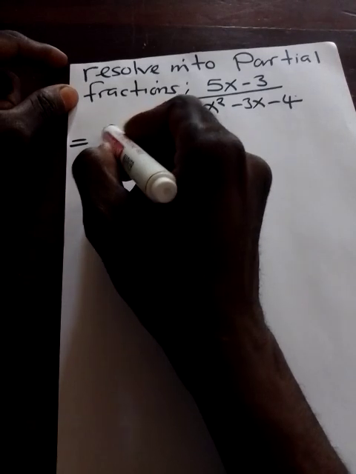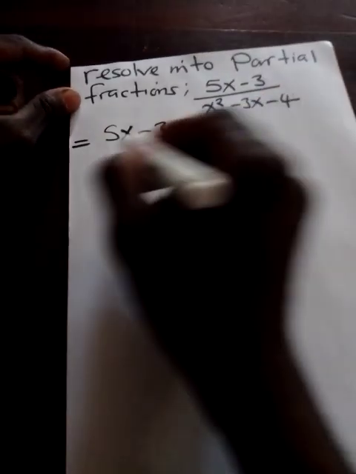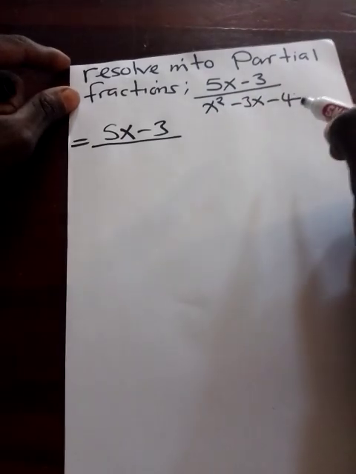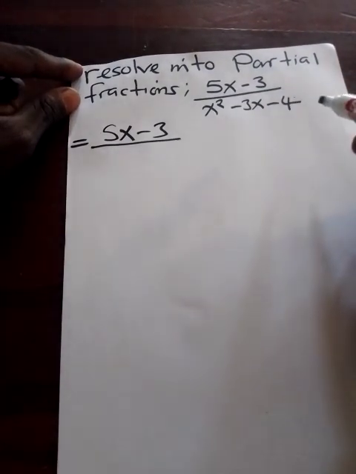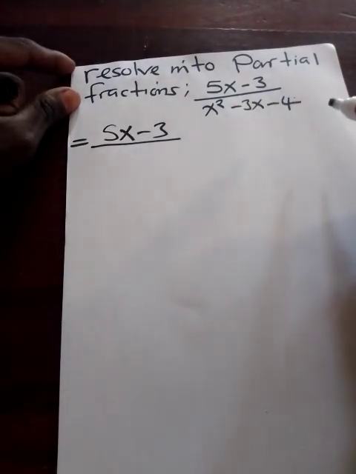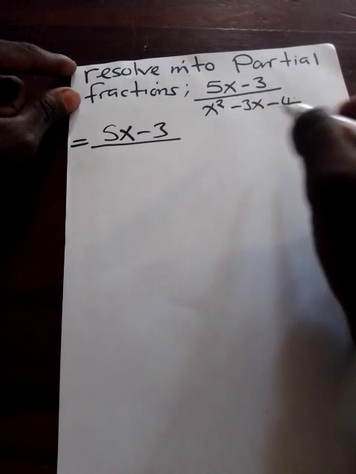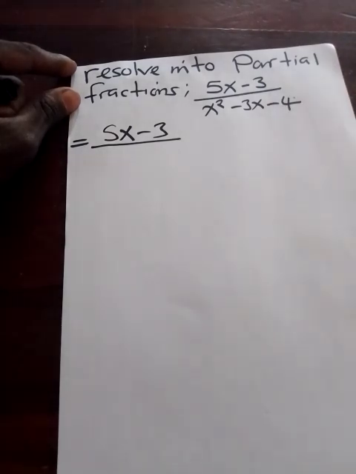So the question goes like this. This will be 5x minus 3. We've just copied it the way it is, then divided by... So we are breaking this into linear factors using the factorization method because this is a quadratic equation. A quadratic equation can be solved either using the formula method, the completing the square method, or the factorization method. For this particular question, we are going to use the factorization method to solve it.